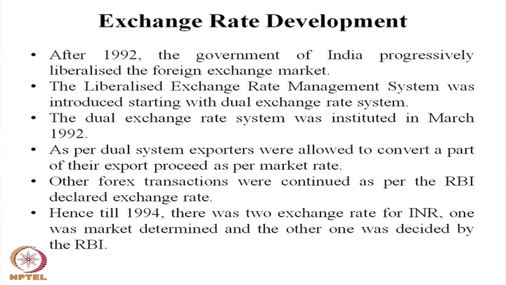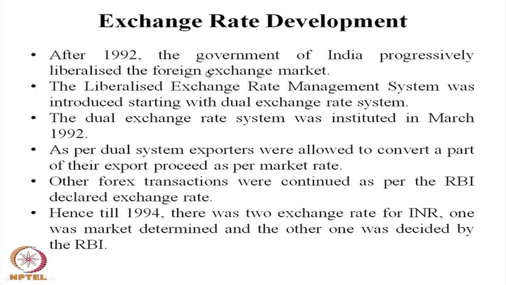Until 94 this dual exchange rate system continued. On one side RBI was deciding the value of the rupee, at the same time the market was also deciding the value of the rupee, and the two systems continued till 94. For this reason it was called the dual exchange rate system. During this system there was some development and some movements in the rupee, and the exchange rate market developed slowly.